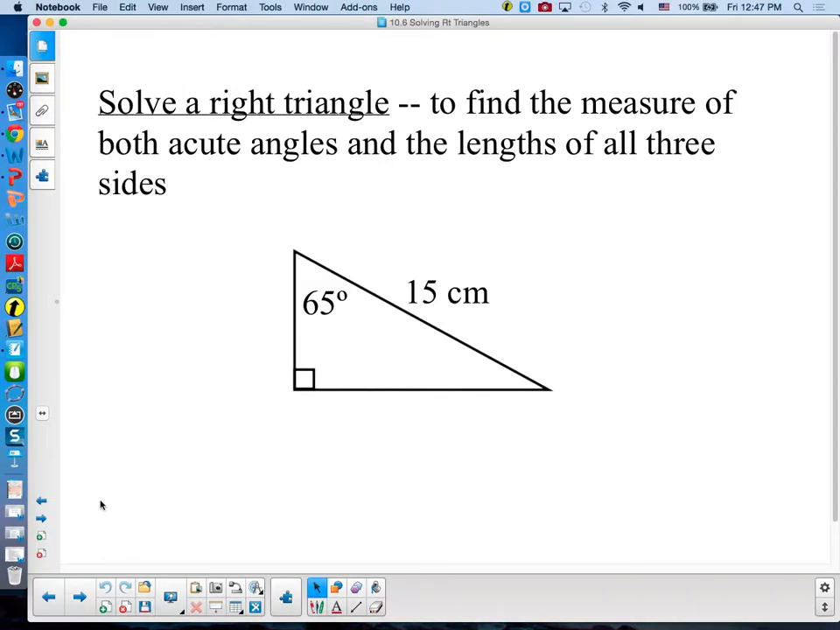To solve a right triangle, the definition means to find the measure of both acute angles and the lengths of all three sides. So in other words, you're going to know every angle and every side length when you're done with the problem. Solve a right triangle to find the measure of both acute angles and the lengths of all three sides.